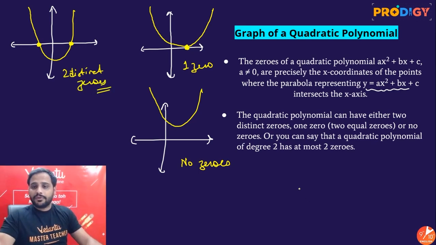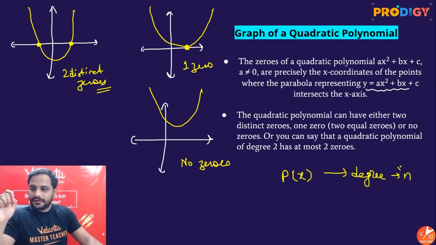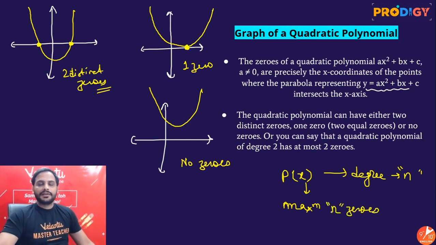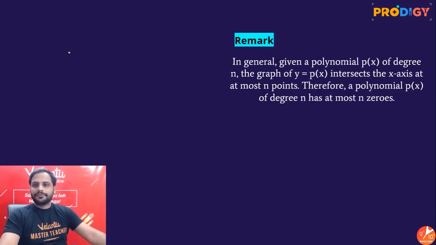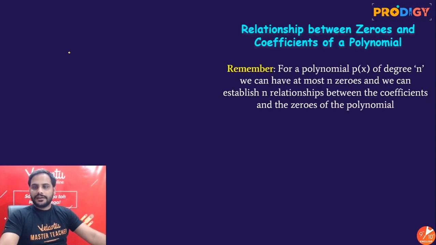So remember, if p(x) is a polynomial of degree n, then remember this, p(x) can have maximum n zeros. So if I have a polynomial of degree 10, maximum 10 zeros it can have. So quadratic polynomial is of degree 2, so maximum 2 zeros it can have. Alright, now next thing is relationship between zeros and coefficient of a polynomial.